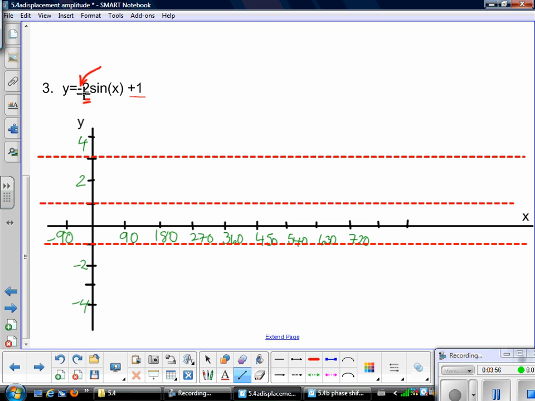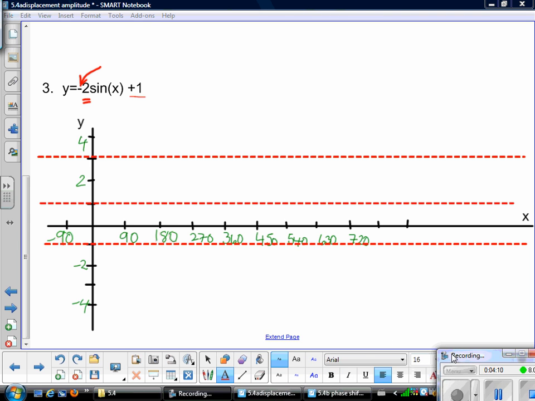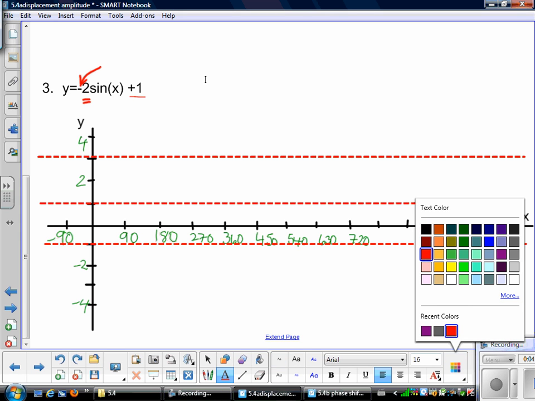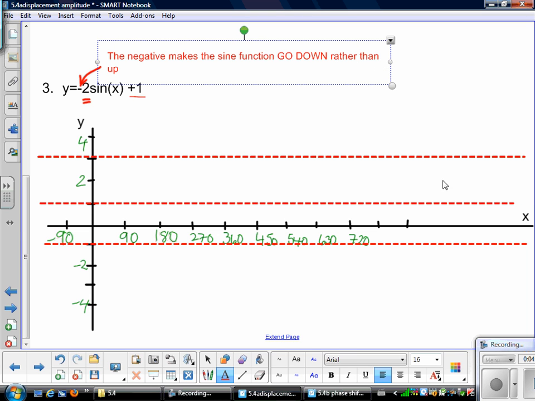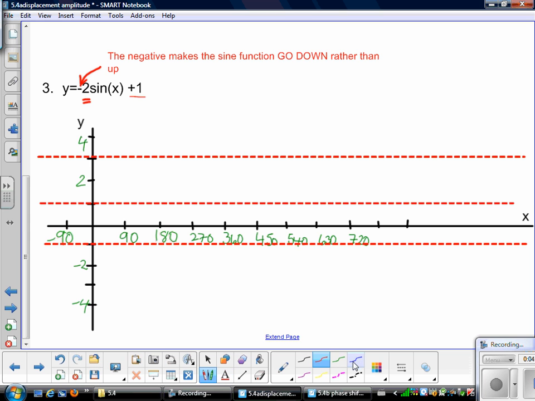Now sine starts in the middle and normally goes up, but because of the negative, it's going to make the sine function go down. So it still starts in the middle, but the sine function has to go down. So we will change the color of that text. That's really important. The negative makes the sine function go down rather than up. Okay, so again, we'll do blue.